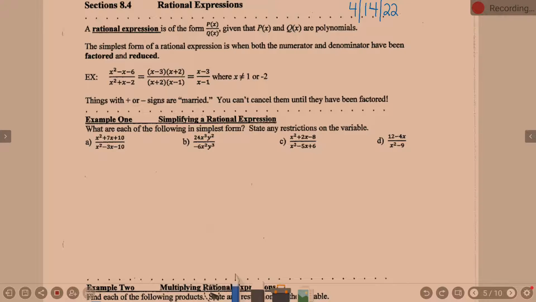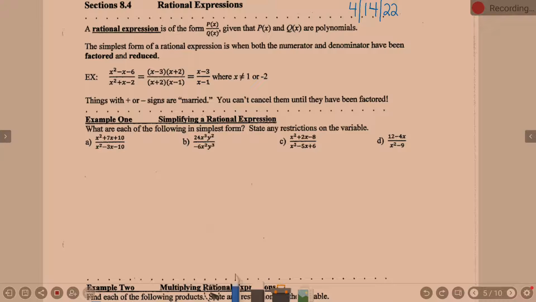Lesson 8.4 is our first delve in Algebra 2 into rational expressions. However, you worked with this back in Algebra 1 some. And I know that because Mrs. Rogers was just working with her kids with it a week or two ago. So, with that in mind, we've seen some rational expressions.